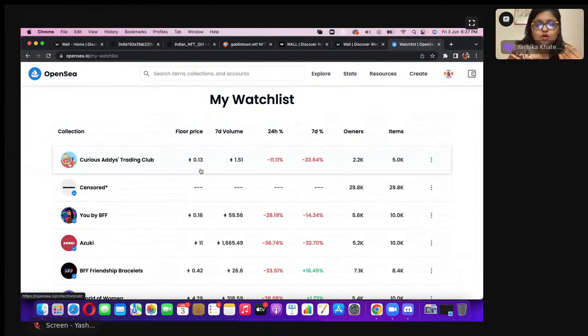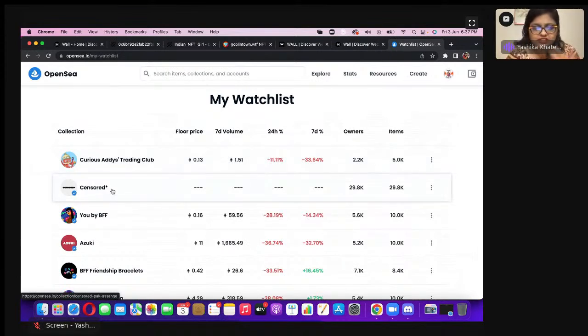Okay, nice. So in the last day average, it has been 1. The volume total they have done is 1.5 ETH. Okay, but in the last 24 hours it has depreciated 11%, and in last 7 days it has depreciated 33%. And there are 2,200 owners of 5,000 items, approximately 50% distribution, which is good enough.